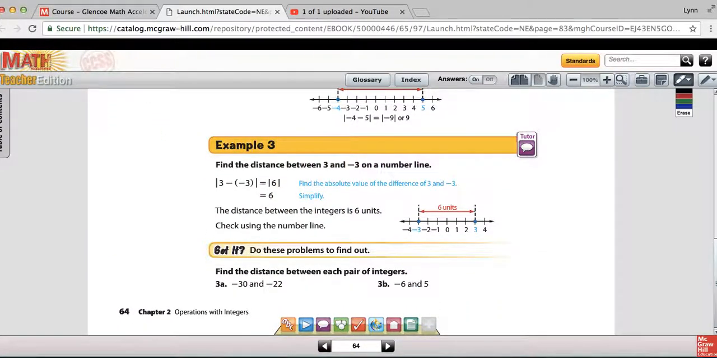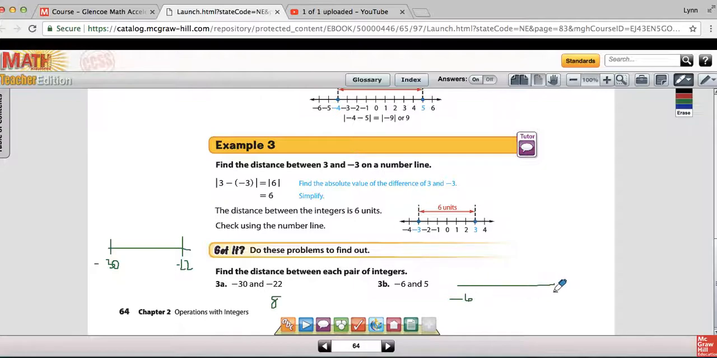And now we're going to jump down to example 3, where now we're involving the absolute value. So in 3, we have the distance between each pair of integers. So what's the difference between negative 30 and negative 22 on the number line? That's just going to be 8 steps. Okay, so if I can picture a number line, here's negative 30, and here's negative 22, and the distance between those is 8 spaces.